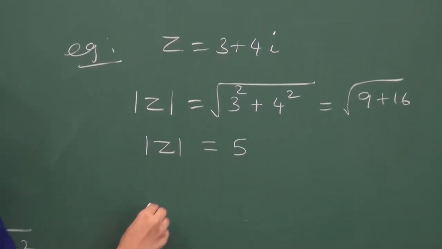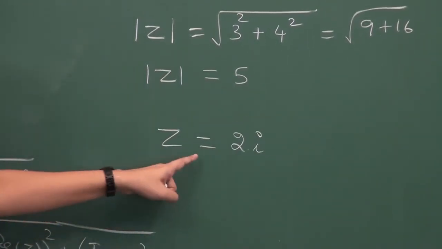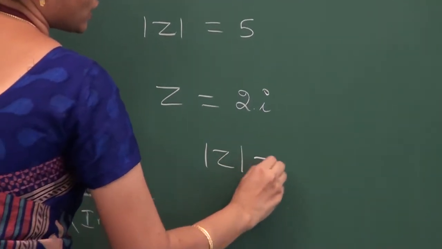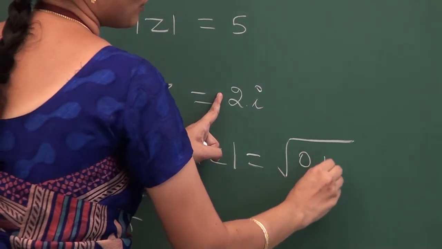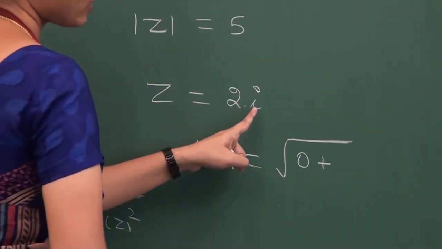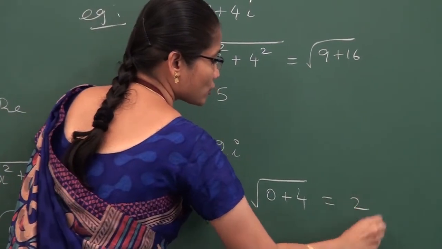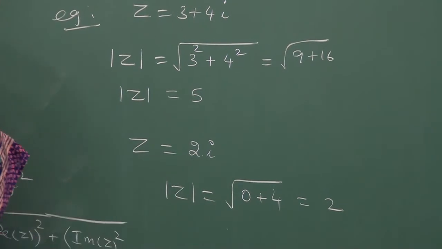Let us see one more example. z equal to 2i, which is a purely imaginary complex number. In this case also, the very same definition. Here the real part is 0. So the square of the real part is 0 and the square of the imaginary part is 2 square, which is 4. So root 4 is equal to 2. So the modulus of this 2i is 2.